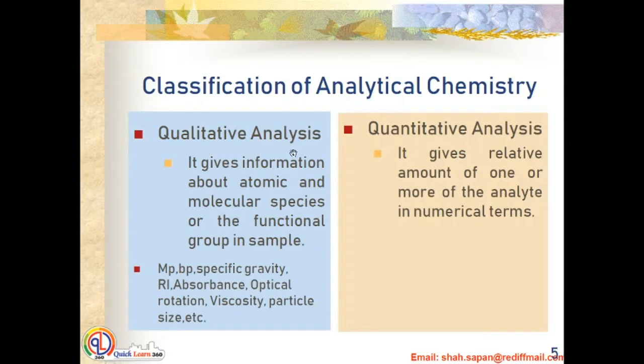Now, what is qualitative analysis? Qualitative analysis gives the information about atomic and molecular species or the functional group in the sample. Examples are melting point determination, boiling point determination, specific gravity, refractive index, absorbance, optical rotation, viscosity determination, and particle size analysis. All these properties come under qualitative analysis.